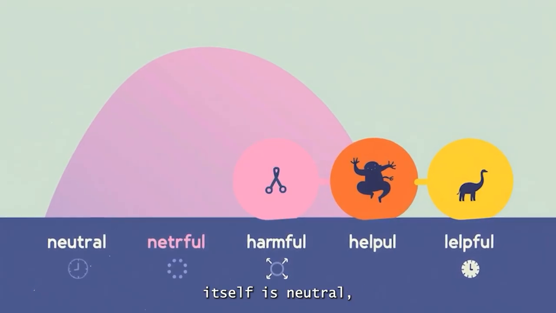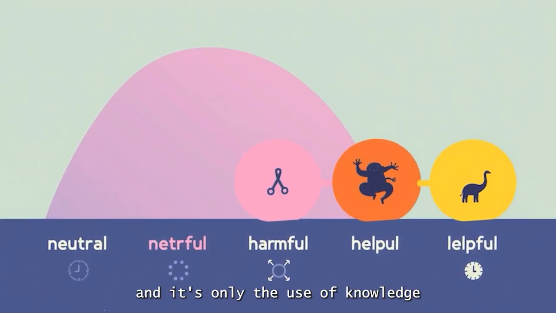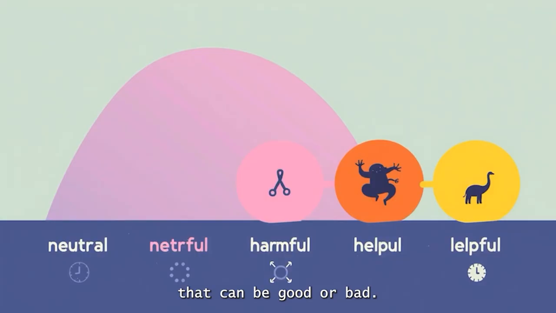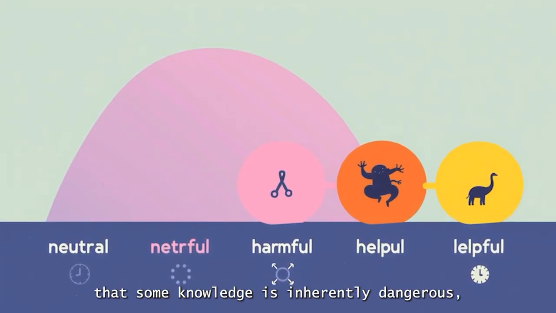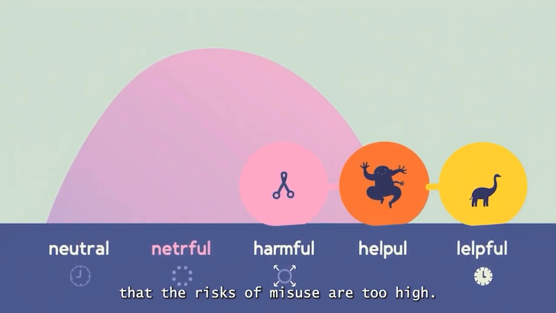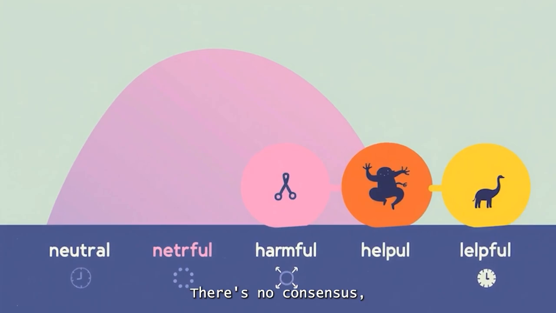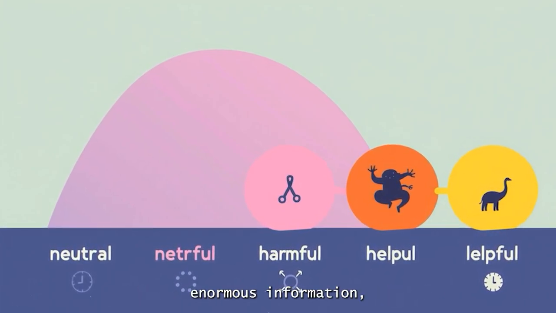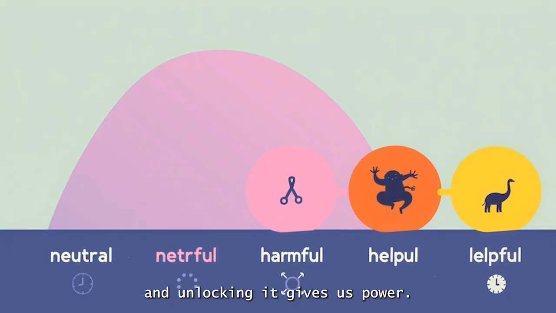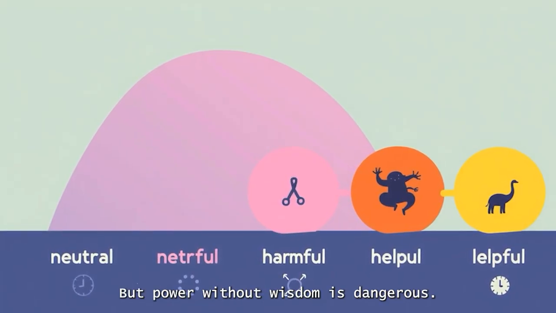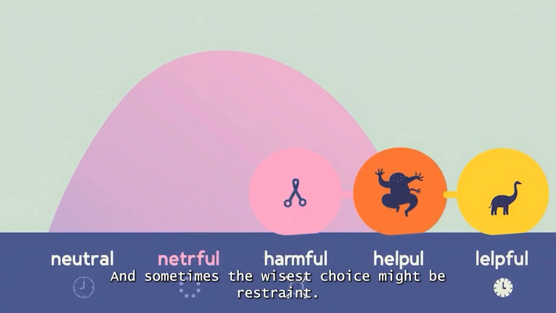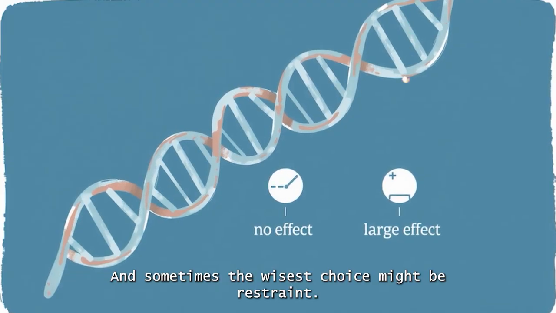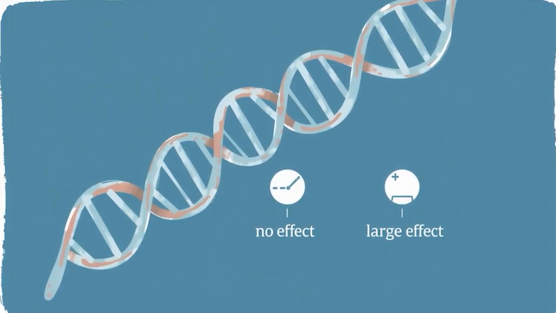Some argue that knowledge itself is neutral, and it's only the use of knowledge that can be good or bad. Others argue that some knowledge is inherently dangerous, that the risks of misuse are too high. There's no consensus, but the question is worth asking. DNA holds enormous information, and unlocking it gives us power. But power without wisdom is dangerous, and sometimes the wisest choice might be restraint.